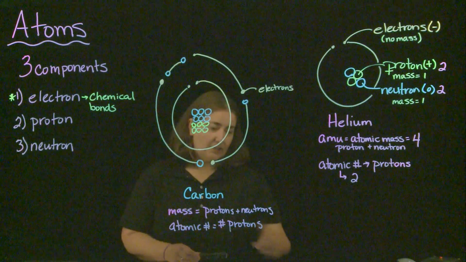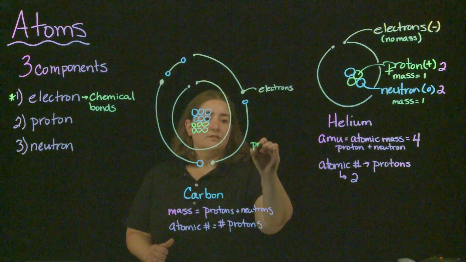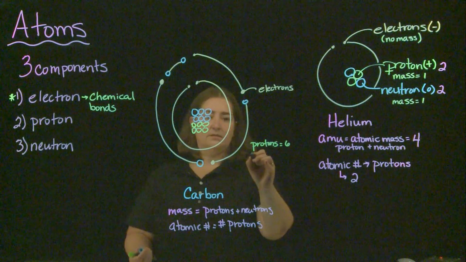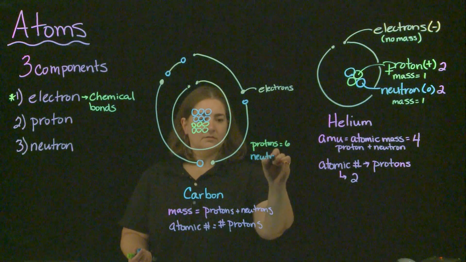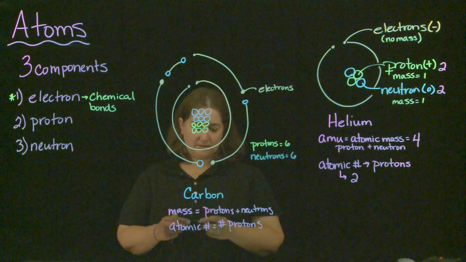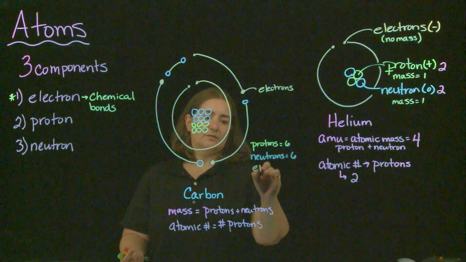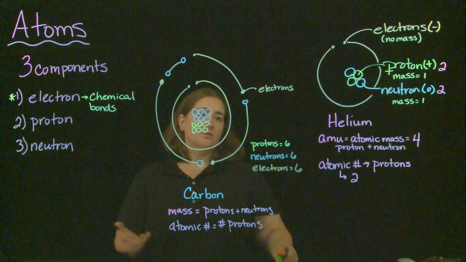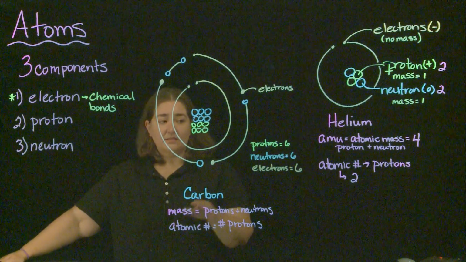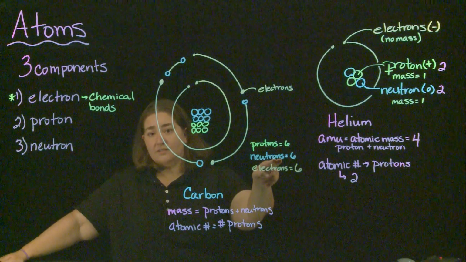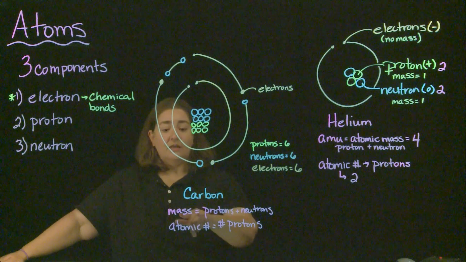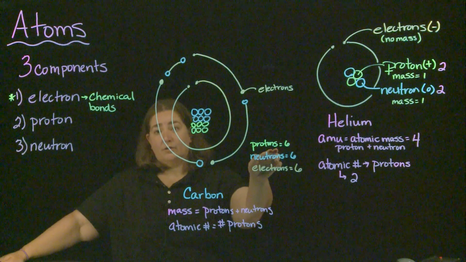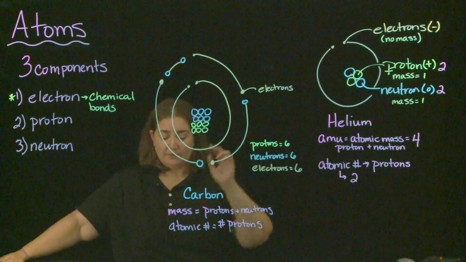So in terms of carbon here, our protons, we've got 6. Our neutrons, we have 6. And our electrons are going to be 6. All right? So in terms of determining the atomic mass, you're going to take protons plus neutrons. I'm going to let you do the math on that one. Okay? That's going to give you the atomic mass. Atomic number is going to be equal to the number of protons in carbon. Okay?